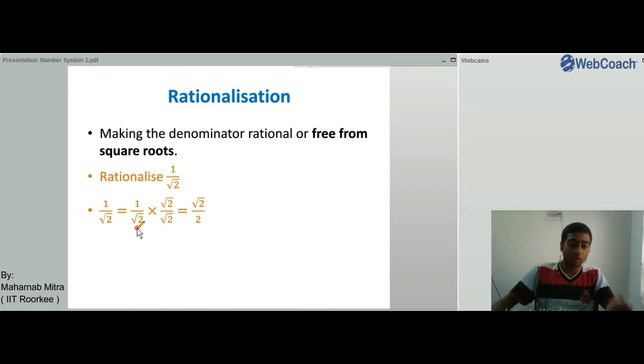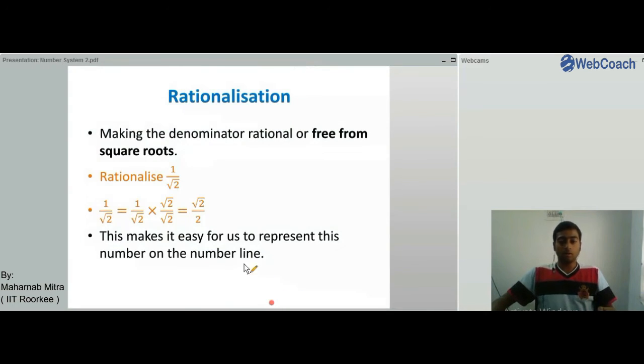Okay, so let us repeat the steps. To make the denominator rational, we should apply the rules which we had learnt in earlier slides to get a product which is rational. We are trying to get a rational number from an irrational number, and we should apply the rules we had learnt till now to get it. We are applying here the first rule which we had learnt: square root of A times square root of B gives square root of AB, or the square root of a number when multiplied with itself gives the number back. And this, as I have told you, makes it easy for us to represent on the number line.